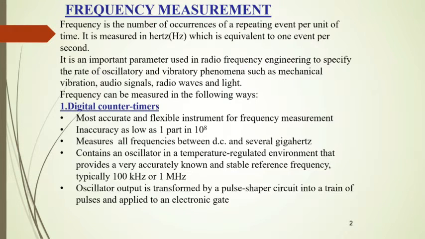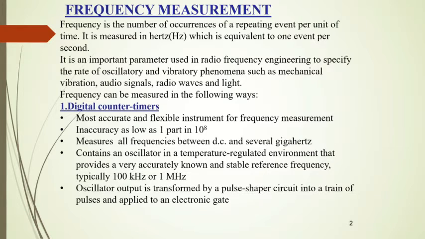Frequency is the number of occurrences of a repeating event per unit of time, and it's measured in hertz, where 1 hertz is equivalent to 1 event per second. Frequency is an important parameter used in radio frequency engineering to specify the rate of oscillatory and vibratory phenomena such as mechanical vibration, audio signals, radio waves, and light.